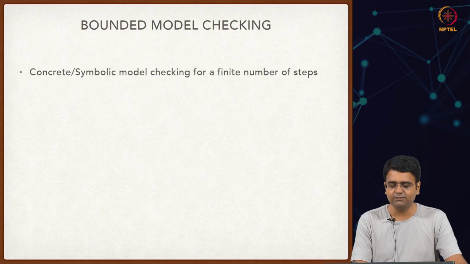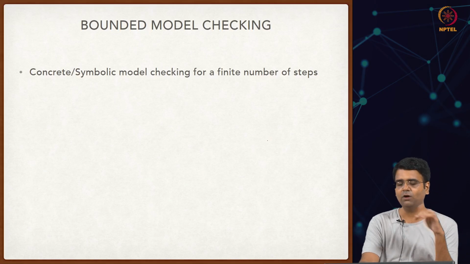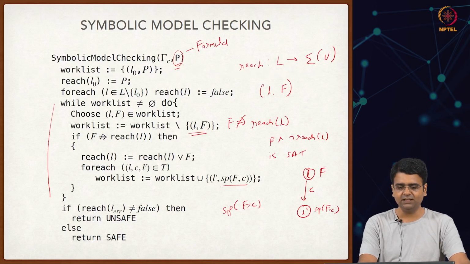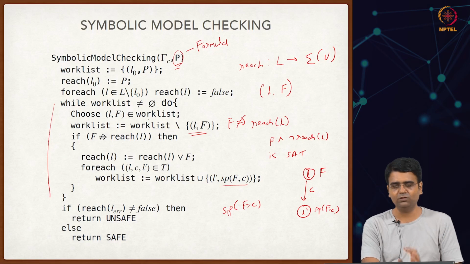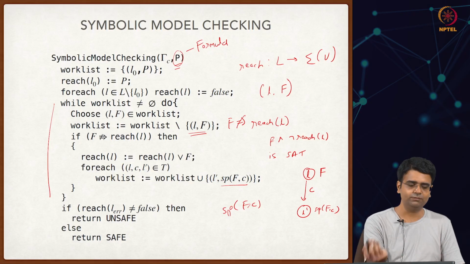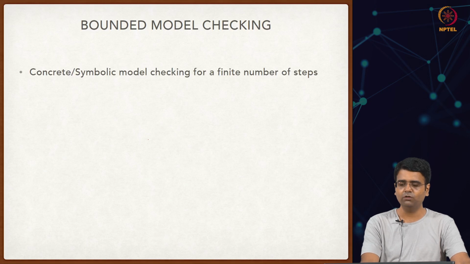Okay. So what is bounded model checking? Bounded model checking is the same as concrete or symbolic model checking. You can instantiate bounded model checking with either, but for a finite number of steps. In either concrete or symbolic model checking, I have this while loop, which in principle can run infinitely, or can run for an unbounded number of steps. So in bounded model checking, I put an artificial bound on this loop. I will say, okay, I am not going to run this while loop for more than some n number of steps. That's what's called bounded model checking, which is to do concrete or symbolic model checking, but for a finite number of steps.